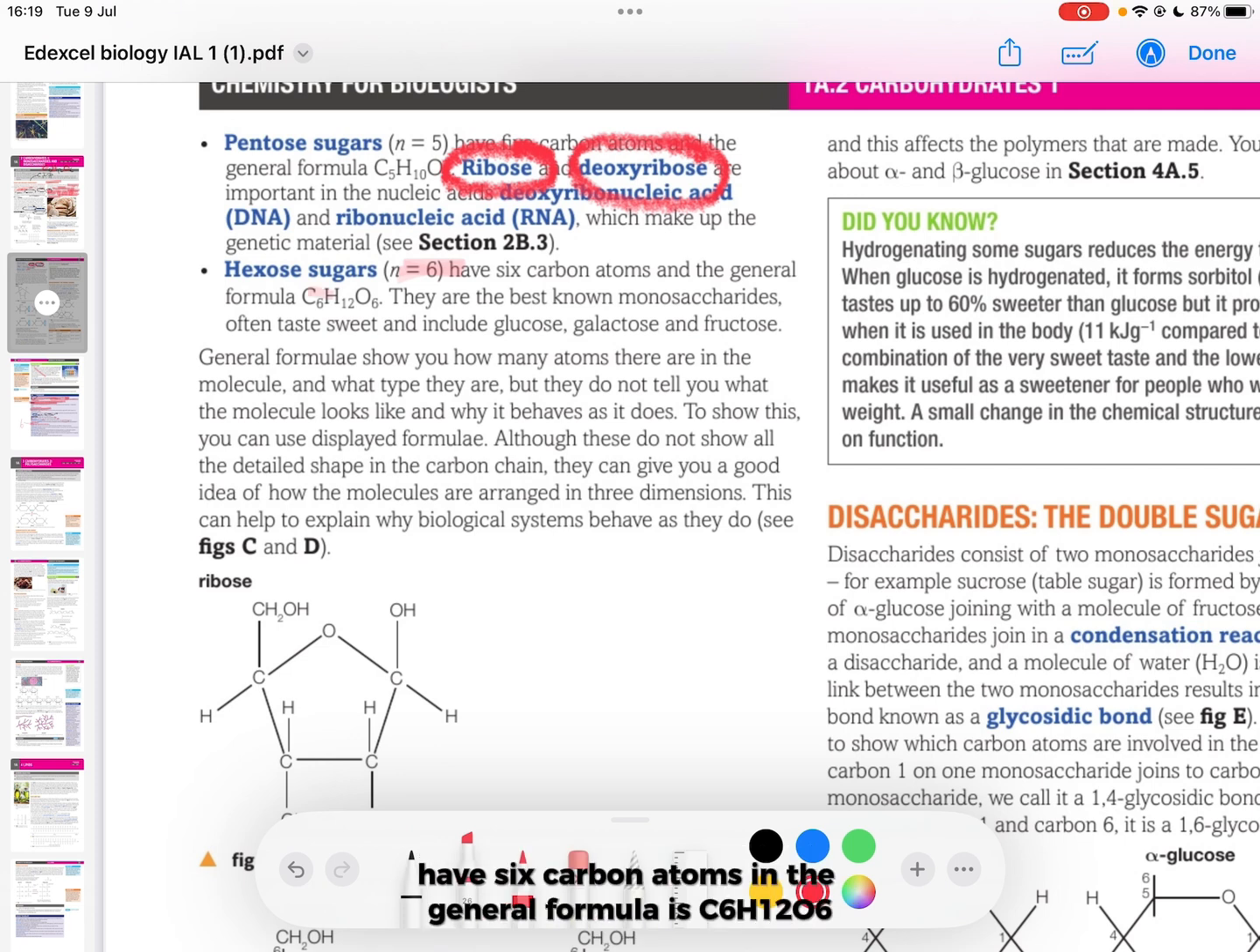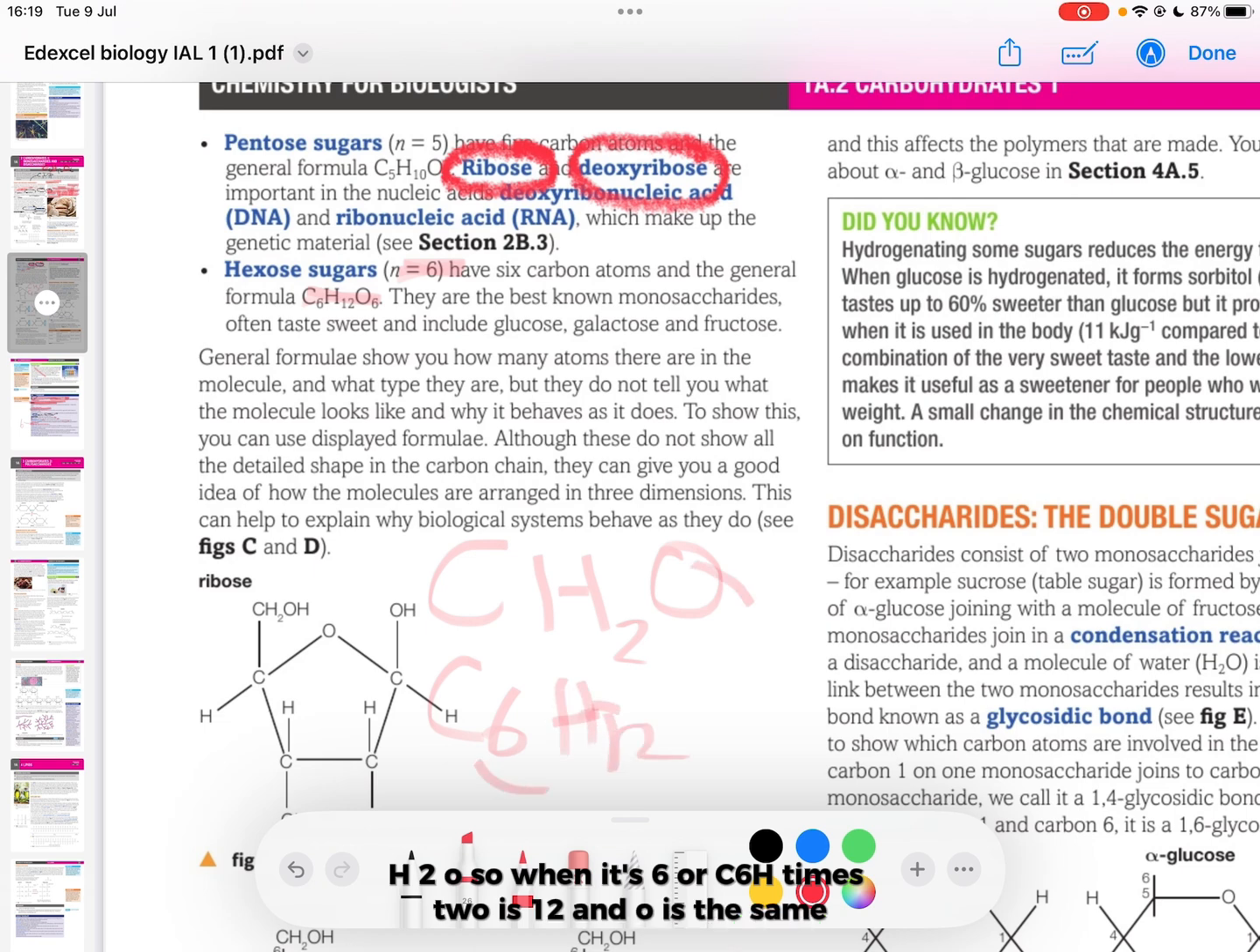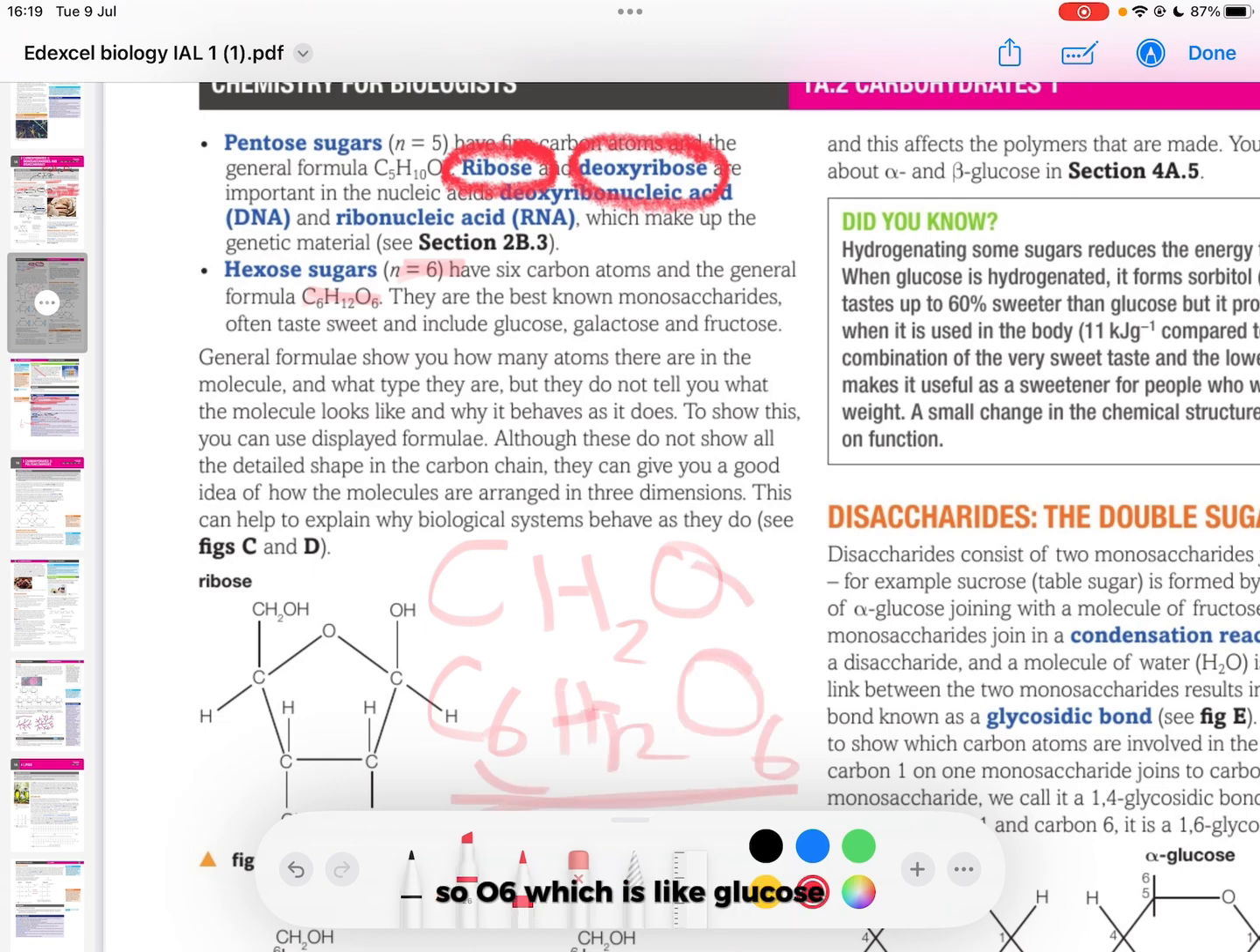The general formula is C6H12O6, and that's because the really general formula is CH2O. So when it's 6, C6, H times 2 is 12, and O is the same, so O6, like glucose, galactose, and fructose. And these are the best known monosaccharides, and they often taste sweet.